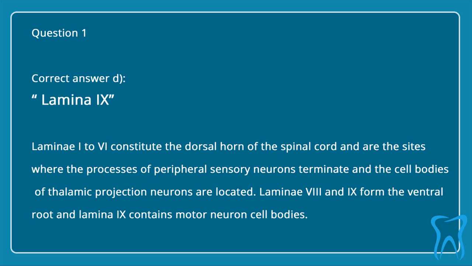Laminae 1 to 6 constitute the dorsal horn of the spinal cord and are the sites where the processes of peripheral sensory neurons terminate and the cell bodies of thalamic projection neurons are located. Laminae 8 and 9 form the ventral root and lamina 9 contains motor neuron cell bodies.